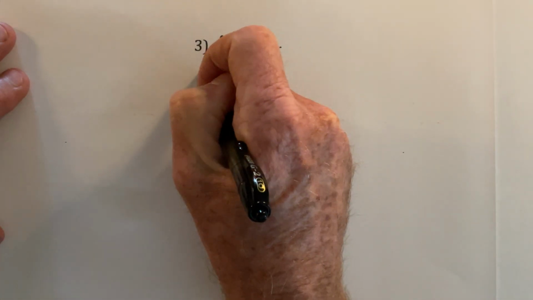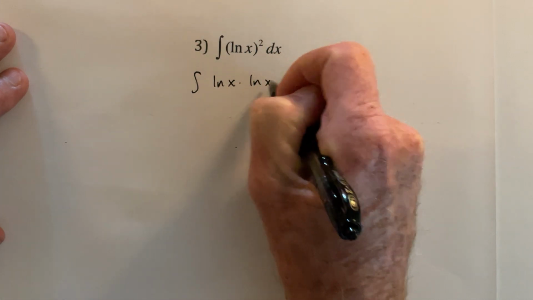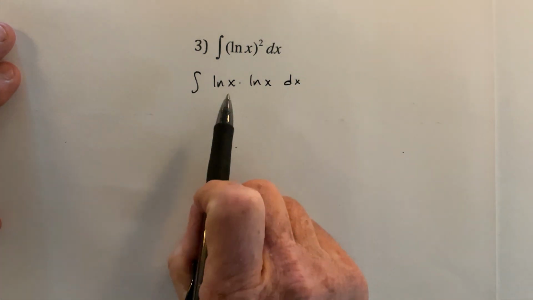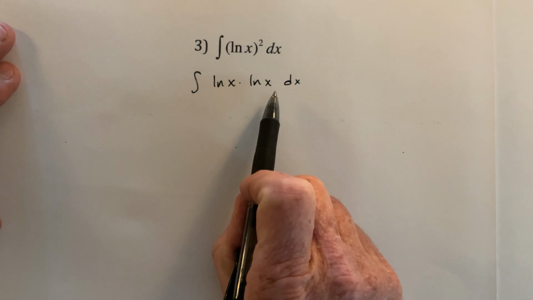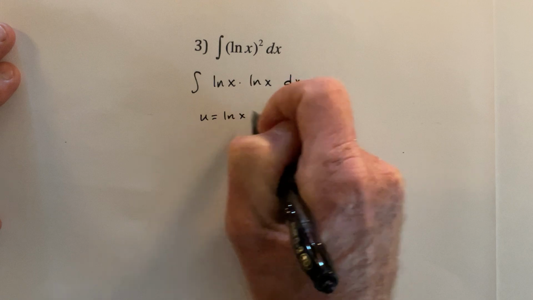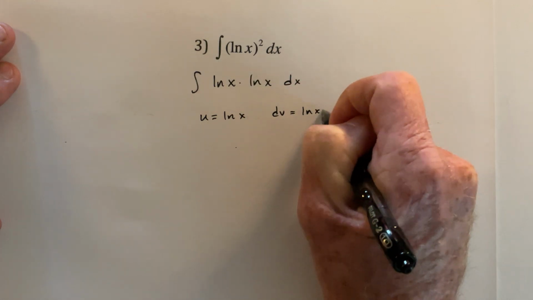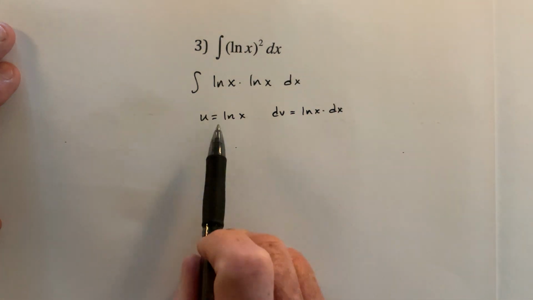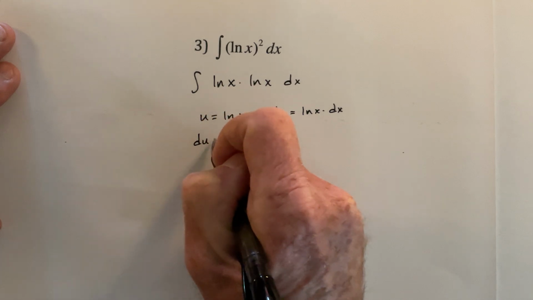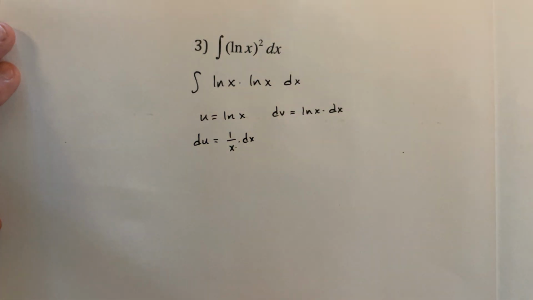So to begin this problem, what I do is actually factor the natural log of x squared as the natural log of x times the natural log of x. And basically this is going to be the u and this is going to be the dv. So I let u equal the natural log of x. I let dv equal the natural log of x times the dx. And on this side, take the derivative. So the derivative of natural log of x is 1 over x, and then times dx.